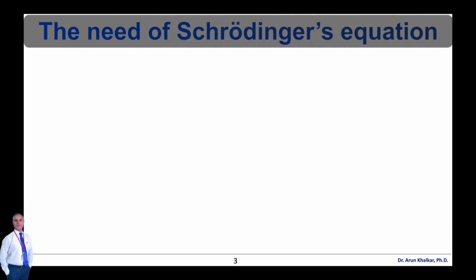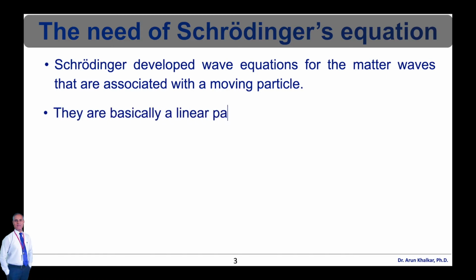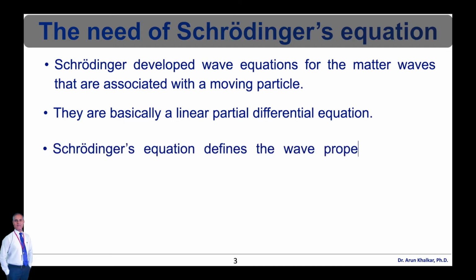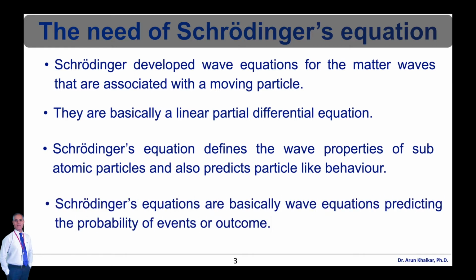As I have already discussed in my previous lecture video, Schrödinger developed wave equations for the matter waves that are associated with a moving particle. They are basically linear partial differential equations developed to understand the nature of matter waves in a quantum mechanical system. Schrödinger's equation defines the wave properties of subatomic particles and also predicts particle-like behavior. They predict the future behavior of dynamic systems. Therefore, Schrödinger's equations are basically wave equations predicting the probability of events or outcomes.